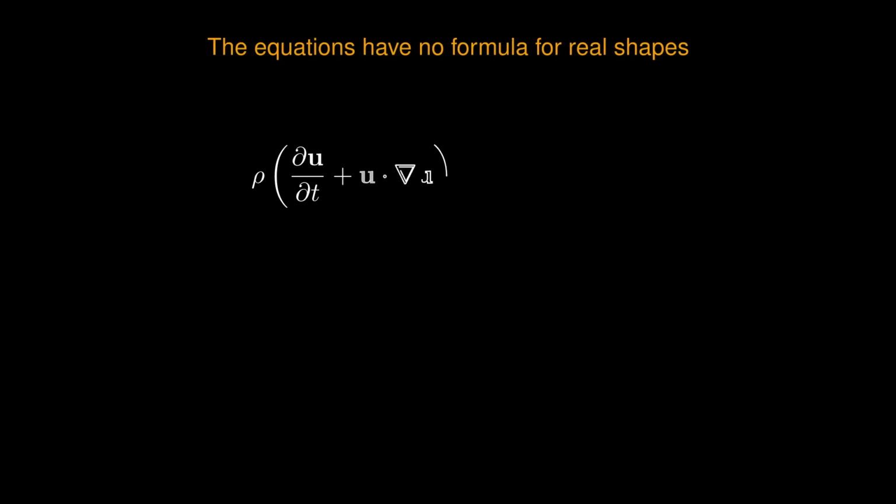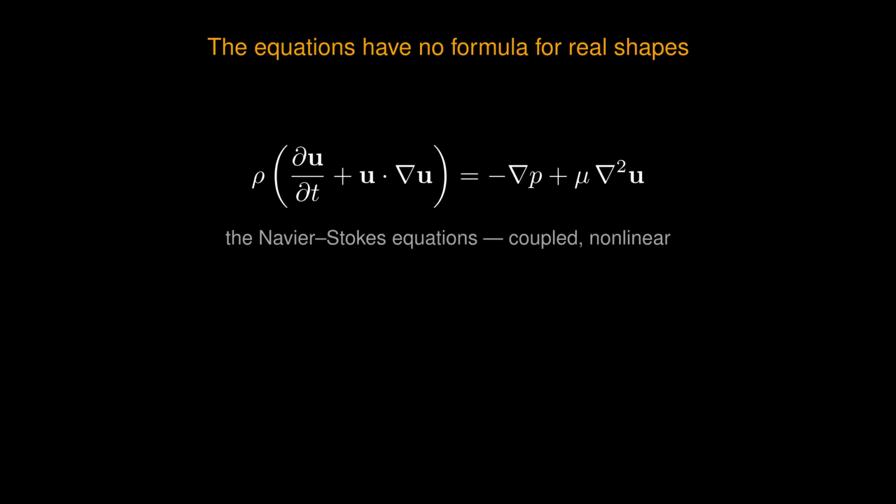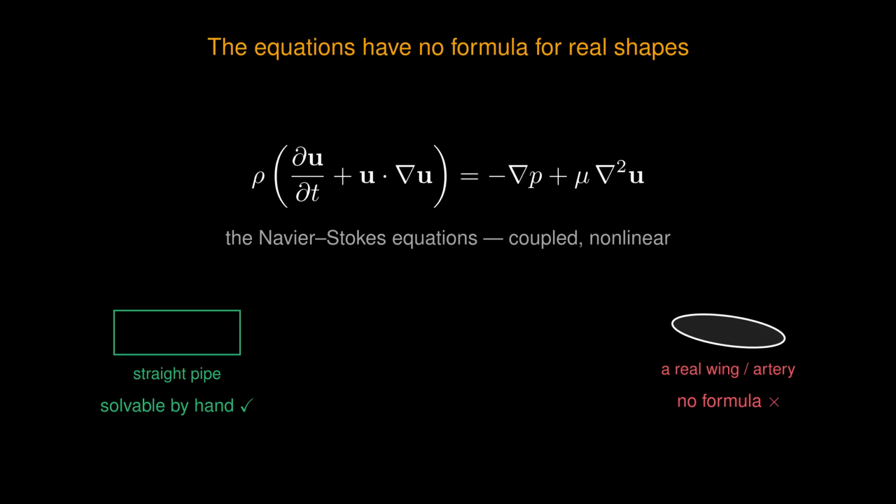The governing equations, the Navier-Stokes equations, are a set of coupled nonlinear partial differential equations. For a handful of idealized cases, flow in a straight pipe say, you can solve them by hand. For a real wing, a real artery, a real engine, you cannot. There is no formula. The geometry is too complicated and the equations are too tangled together. So instead of chasing one clean solution, CFD takes a completely different route: approximate.